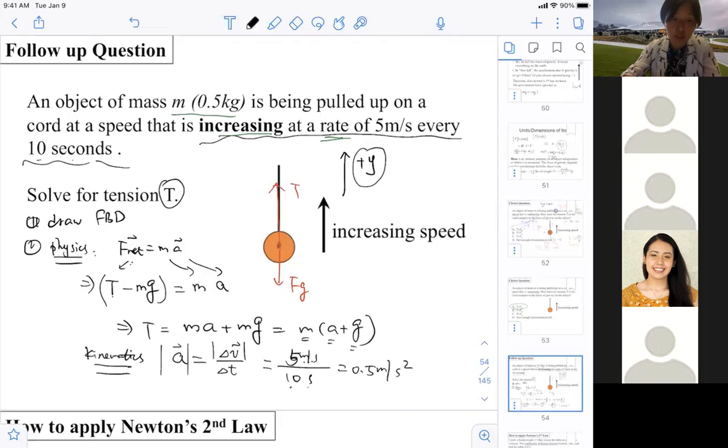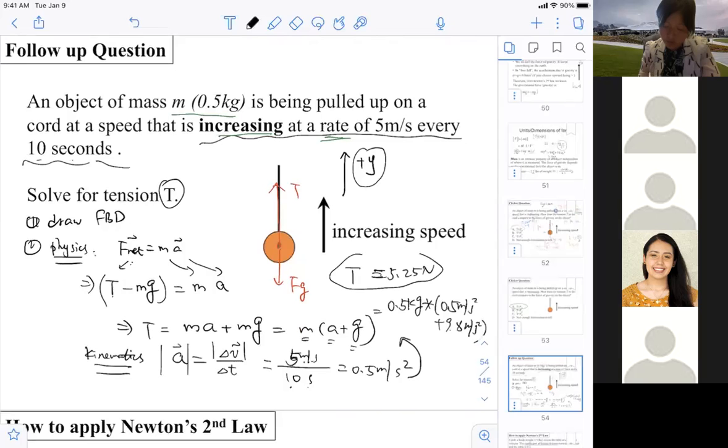That's your acceleration. So you can put that back into this equation and plug in your numbers: 0.5 kilograms times 0.5 meters per second squared plus 9.8, that is little g, and you can calculate that to be 5.25 newtons. So that is the magnitude of your tension. So you can see that is an application of Newton's second law combined with some kinematics to solve a problem.